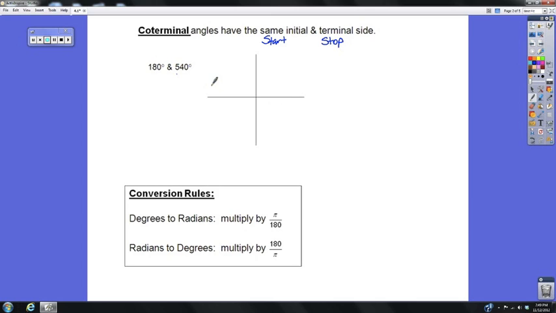So 180 degrees, we would start in the standard position, and 180 degrees would go around and stop right here, halfway around the circle. So that would be 180 degrees. I'm going to use blue to represent 180 degrees.